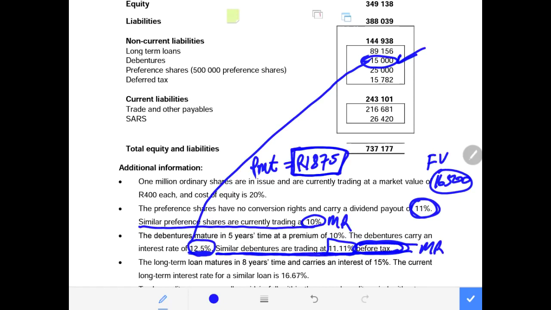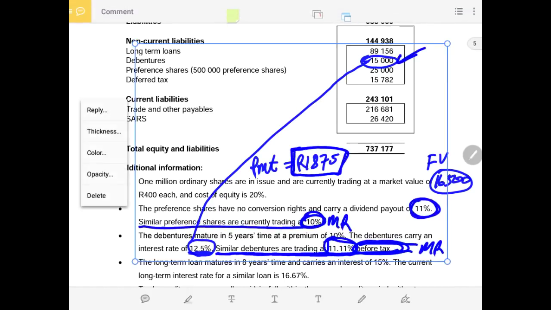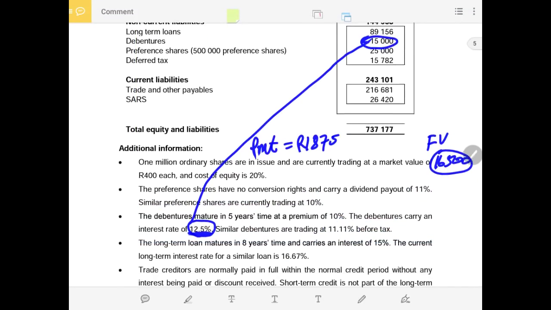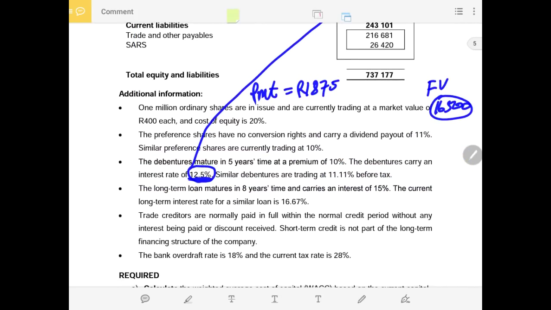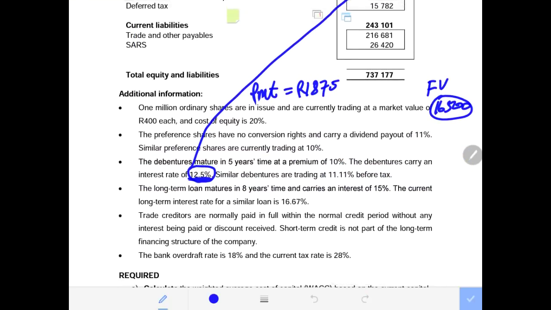So now we will be dependent on the question. If the question wants us to calculate the weighted average cost of capital based on these market rates, then I'll consider the market rates. I don't want to consider them now unless the question states that, but I know it really states that. Therefore now we have that PMT. Then we go to the next bullet point.